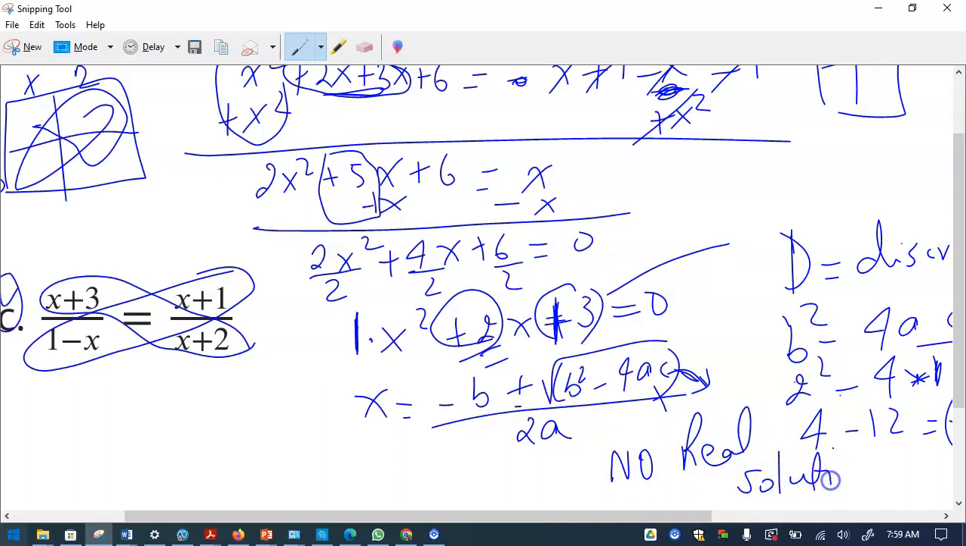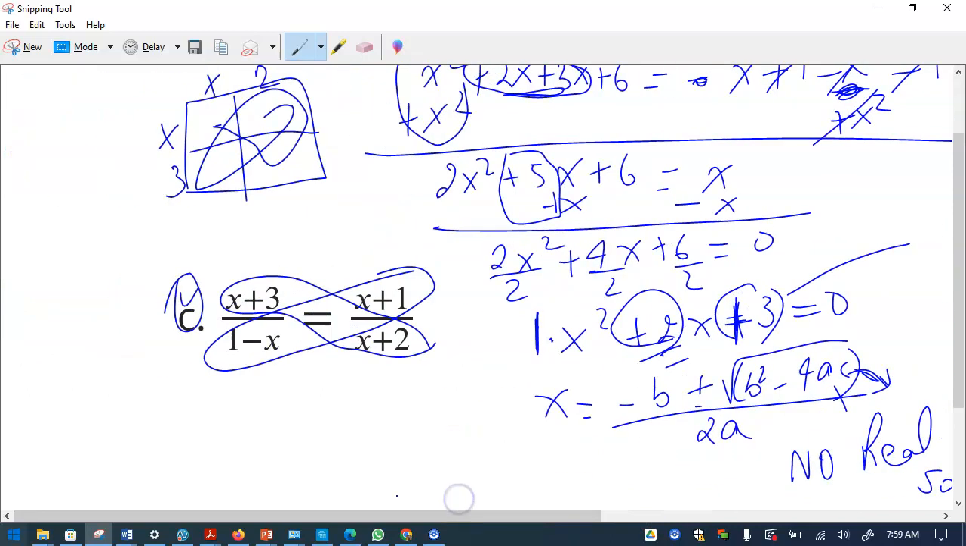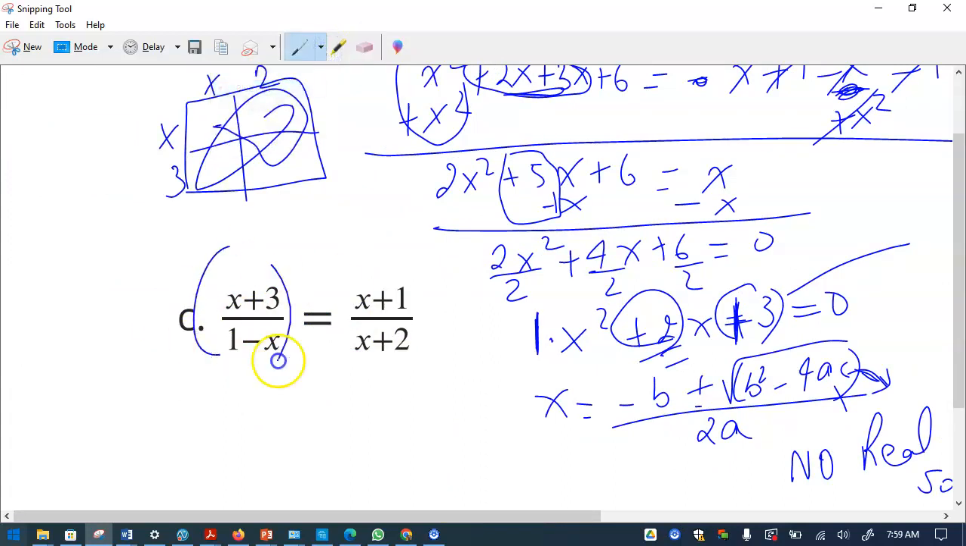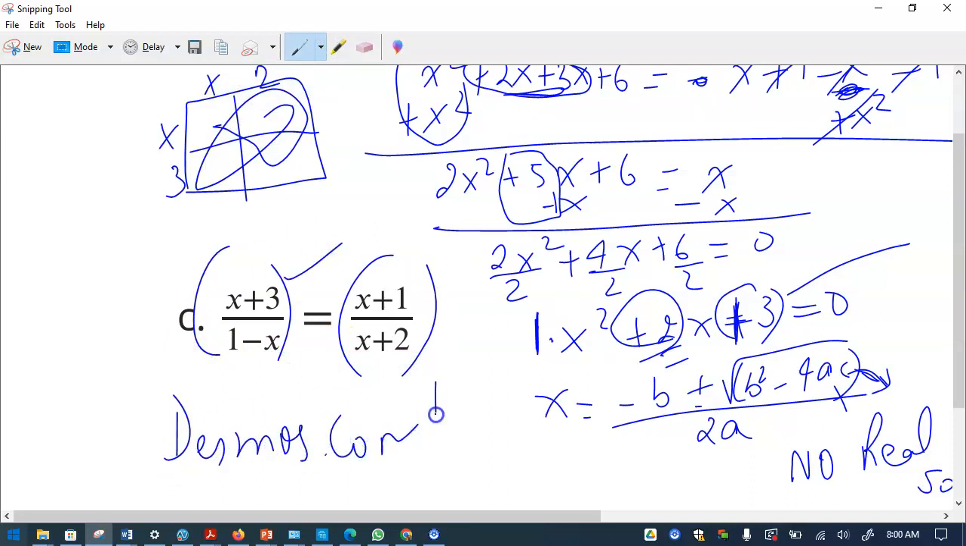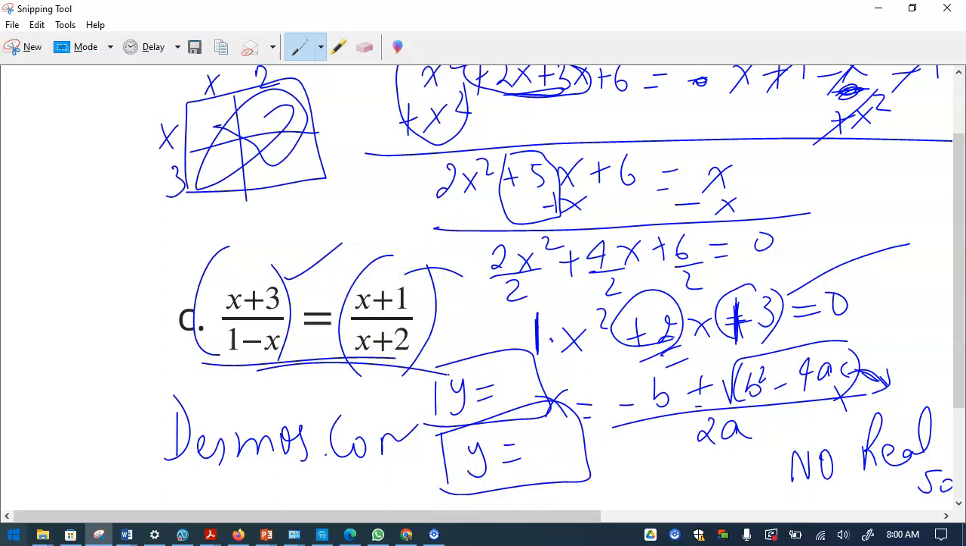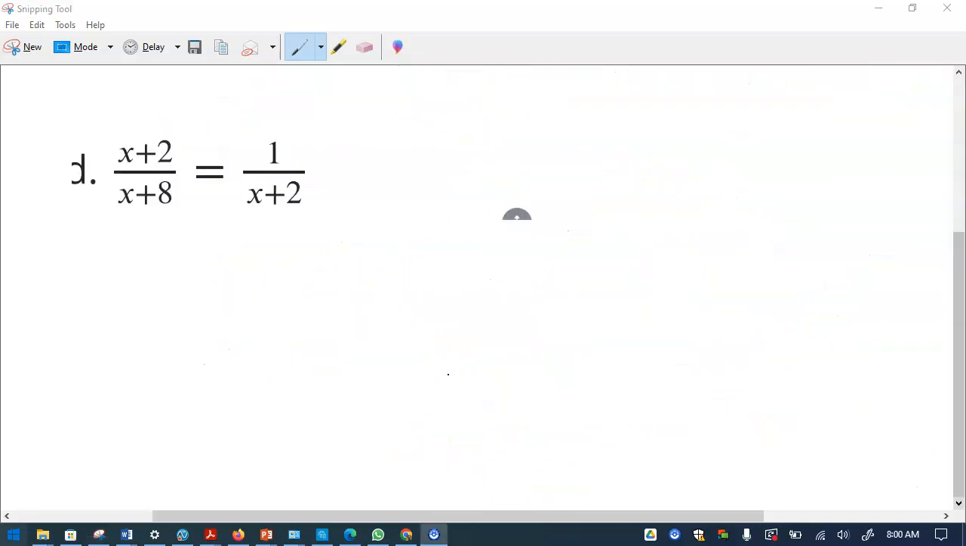In other words, the two graphs they gave you here, see this, there are two graphs. This is one graph and this is one graph, and if you put this on desmos.com, each equation separately, y equals the first one, y equals the second one, they never cross each other. So that's why there's no solution.